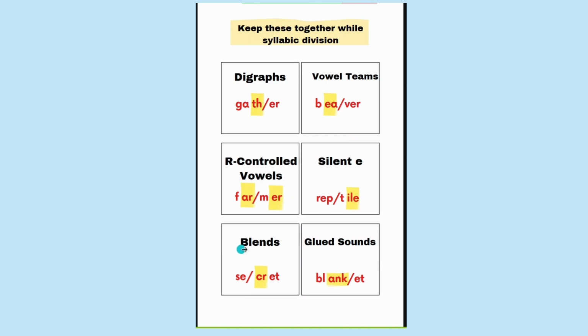If you find a consonant blend, as in bl, cr, we need to keep the consonant blend together, and we need to keep the glued sounds together. It means that we cannot divide in between these kinds of patterns. You need to keep these things in your mind to keep it simple.